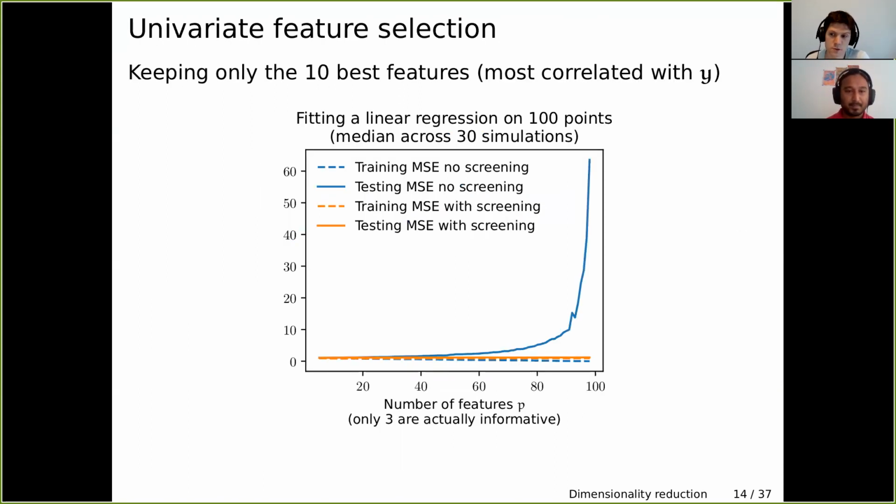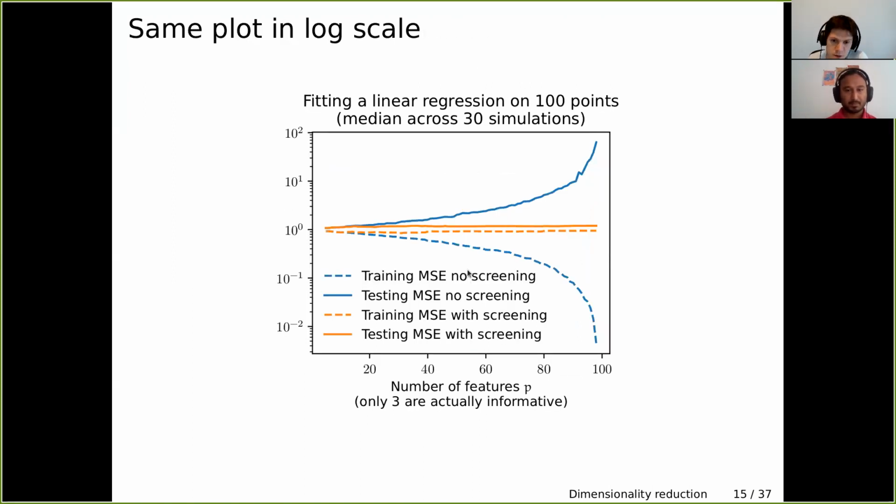And now if I apply this strategy on this exact same toy data that we were looking at before, I still have in blue the testing and train error of the original full model. And now in orange, I do this dimensionality reduction strategy to keep only the best features. And this time I see that the test error remains small as well, even if I add many garbage features to X. Again, let's look at it in log scale.